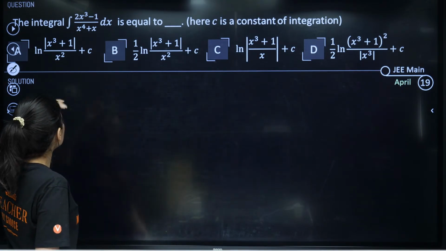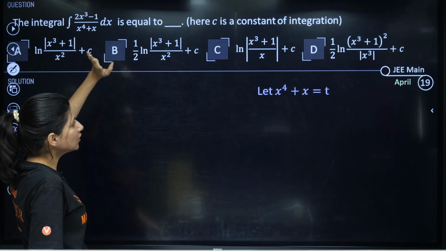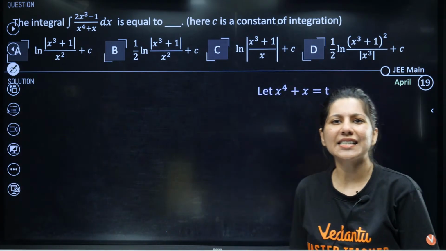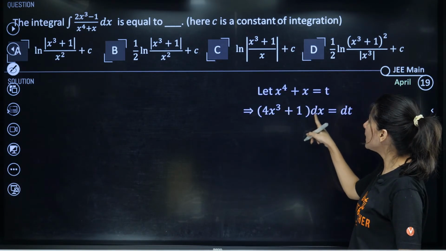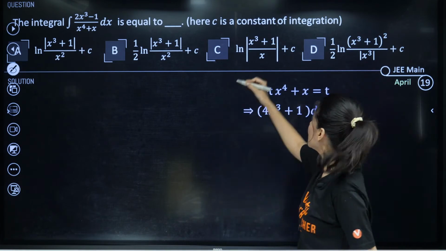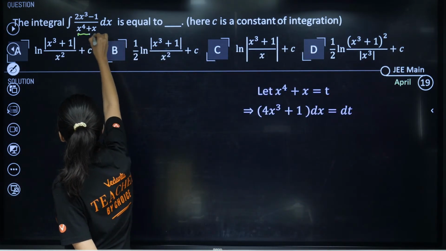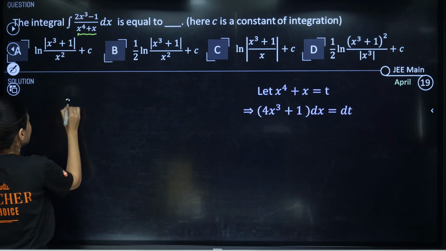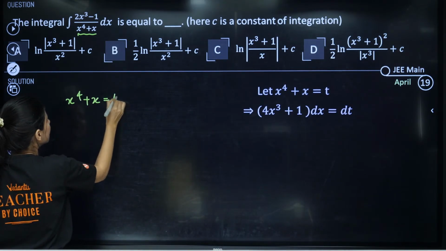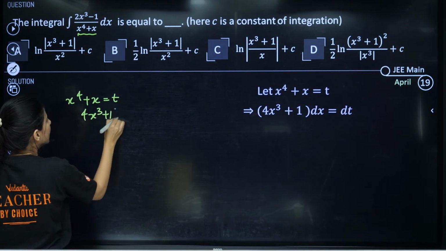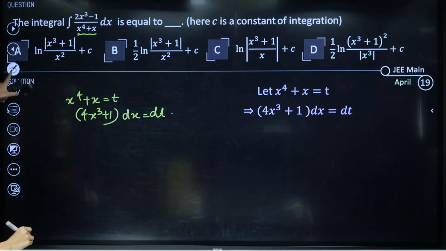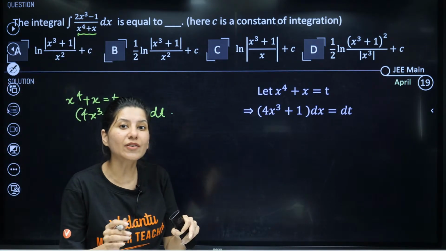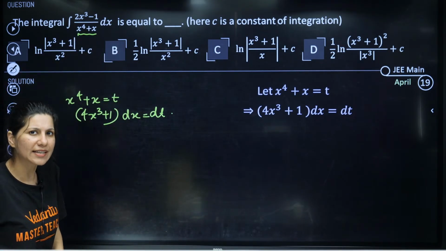So first of all, x raised to power 4 plus x. Let's try putting this equal to t, so that if you differentiate, 4x cube plus 1 dx becomes dt. Let's put x raised to power 4 plus x equals t. So when x raised to power 4 plus x becomes t, 4x cube plus 1 dx becomes dt. Clear? So now, in the numerator, we are going to create 4x cube plus 1.